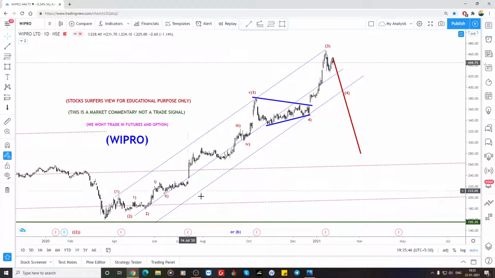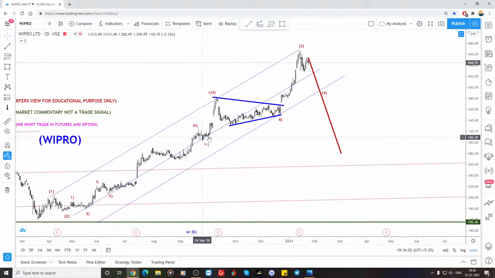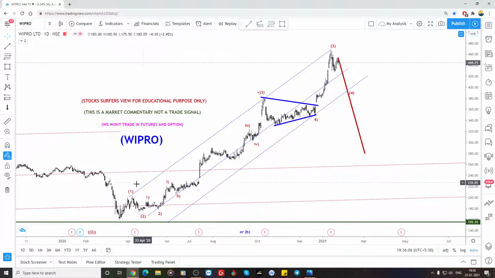So everything is possible. In the previous one what I said, this could be 1 2 3 4 5. So 1 2 3 4 and 5. From here I am expecting wave 2 and again wave 3. But what happened here? From here itself it bounced. And what I said, that day itself, if it bounced above this level, we need to use the alternative count.